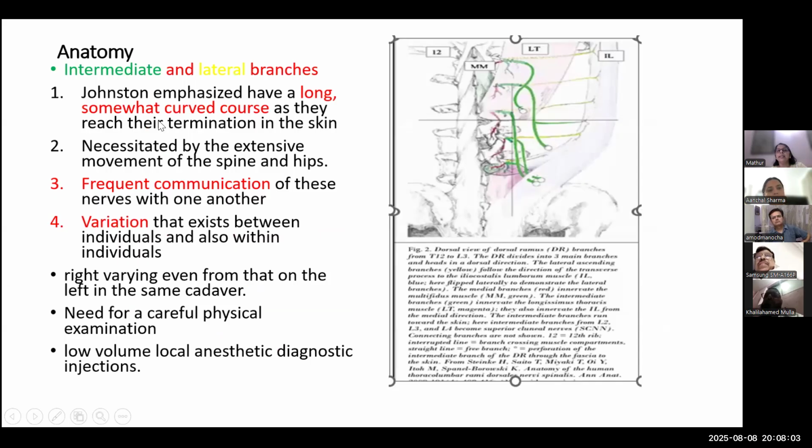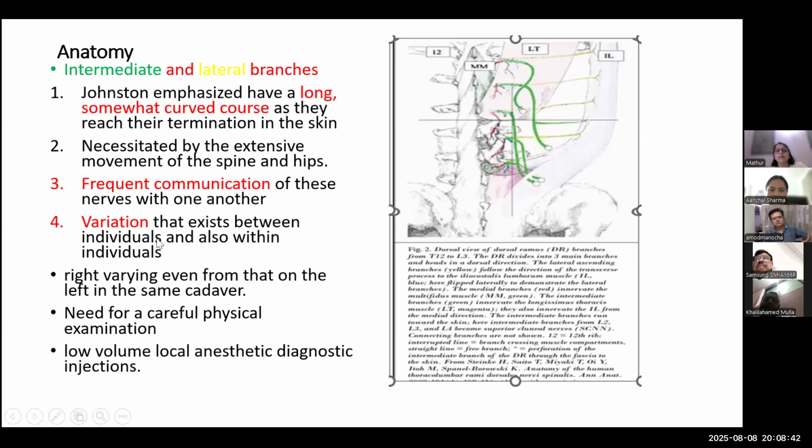As far as the intermediate and the lateral branches go, in this diagram we see the labeled branches. The ones in green are intermediate branches, and the ones in yellow are the lateral branches. So Johnston emphasized that these branches have a long, somewhat curved course, as you can see. So as they reach their termination to the skin, they have a long and curved course. This is necessitated because of the extensive movement of the spine and the hips. So frequent communication of these nerves with one another has been seen.